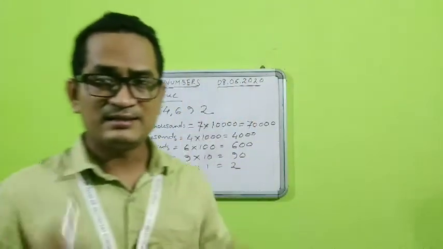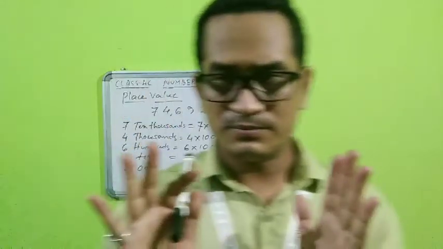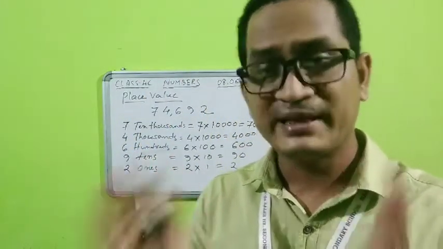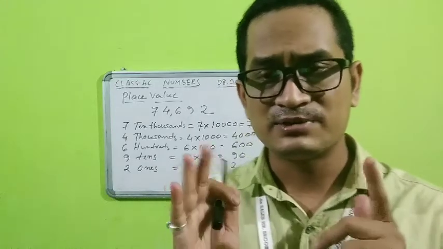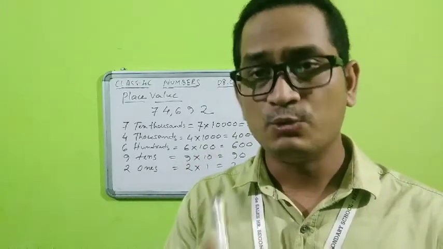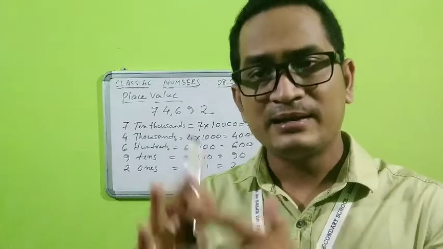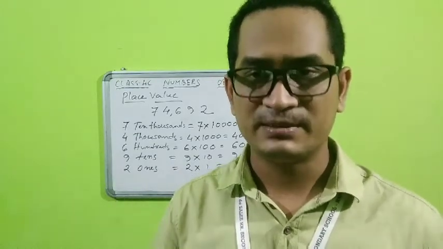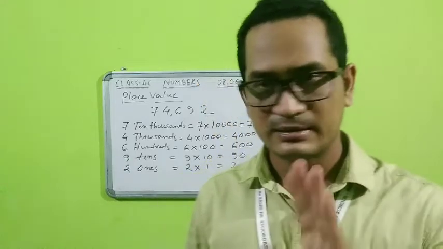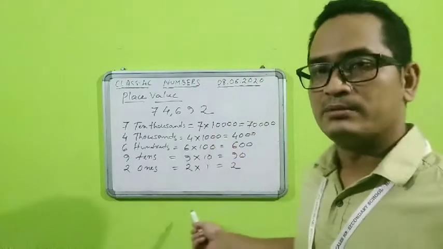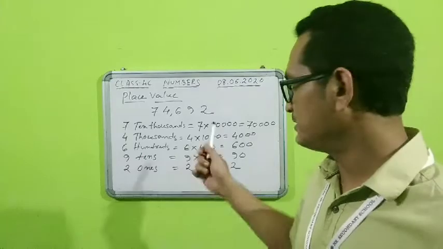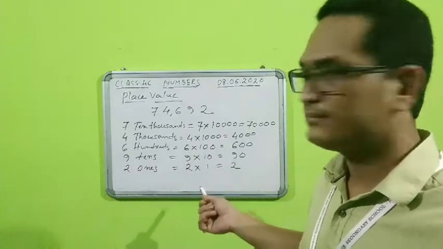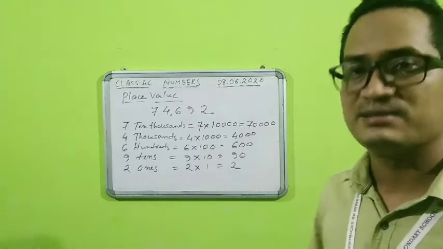So students, it's a very simple rule or process to find out the place value of any digit. You need to simply multiply the digit with its place, and the product, whatever you get, will be the place value of that particular digit. Clear, students? Please note it down. Pause this video immediately and note it down in your school copy so that you can remember what I have done to find out the place value of each digit.